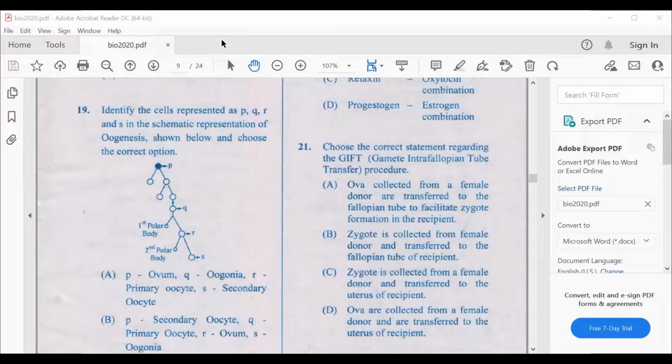Who is going to answer first? Janvi answered option A. Sindhu A, Tasmia A, Kirtana A, Vanikesh also A. So the right answer is A itself: ova collected from a female donor are transferred to the fallopian tube to facilitate zygote formation in the recipient. Option A is the right answer.